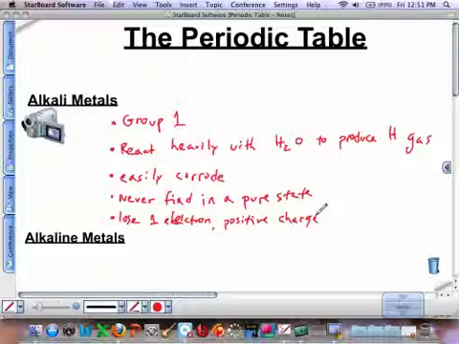So they react heavily with water, right? You guys want to see that? Yeah, we do. Can we see it? Oh, we're going to see it.